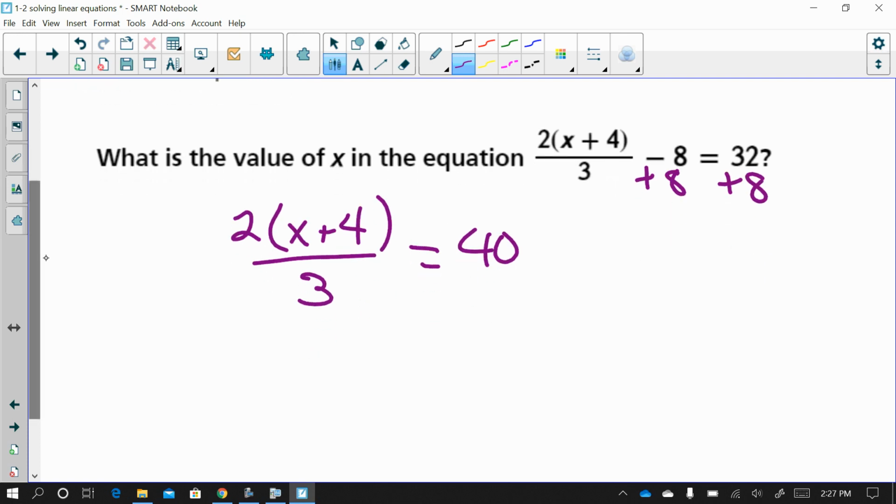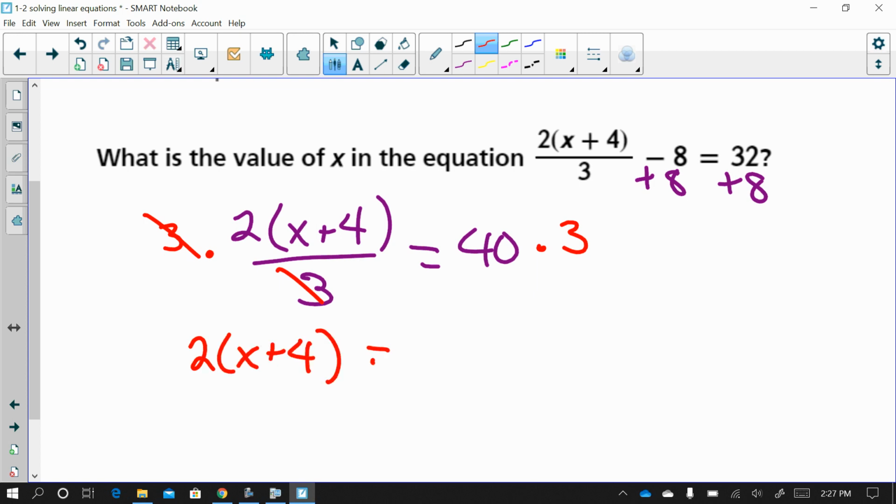Okay, again, our goal is to get x by itself. X still has a lot happening to it. Okay, let's get rid of this bottom because that's what's making it more difficult. So how do I divide by 3? Or how do I undo dividing by 3? You multiply by 3. Okay, so if I do it to one side, do it to the other, and those cancel. Left with 2 times x plus 4 equals 120.